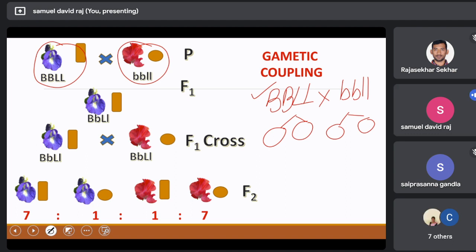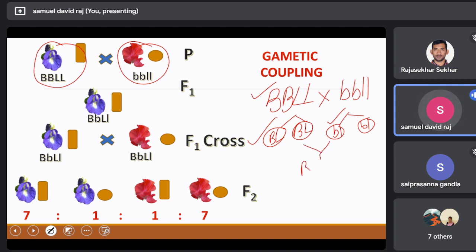Capital B and capital L, sir. Very good. For this one, small b, small b and small l, small l. Excellent. So how many types are produced? Only one type from this one and only one type from this one. When these two are crossed, the combination is capital B, small b, capital L, small l.